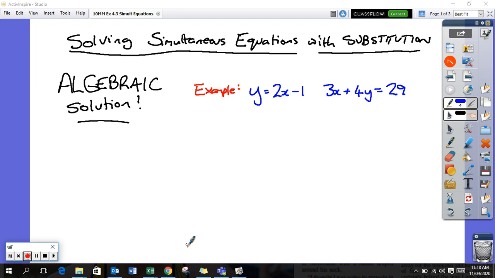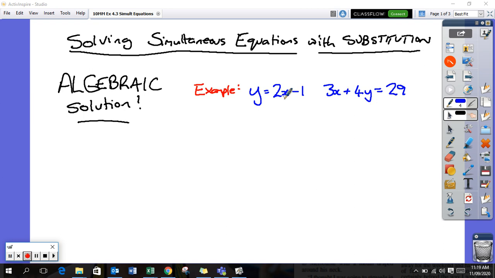So yesterday we looked at solving simultaneous equations graphically. Today we're going to move to an algebraic method. Don't forget though, as we do this, these are still straight lines on a graph. Okay? This is a straight line on a graph, this is a straight line on a graph. Even though we don't look at the graph and we're solving them algebraically, we are still finding the point where this line crosses this line.